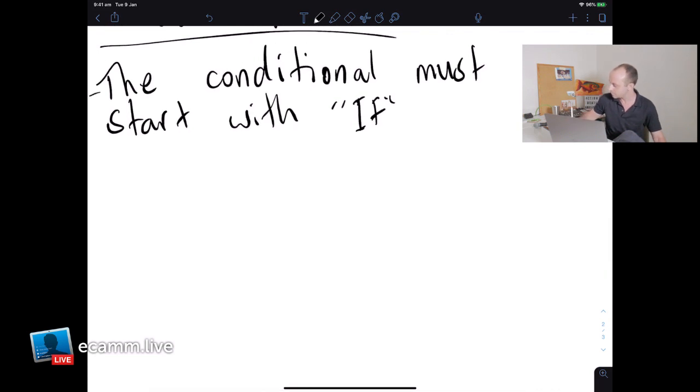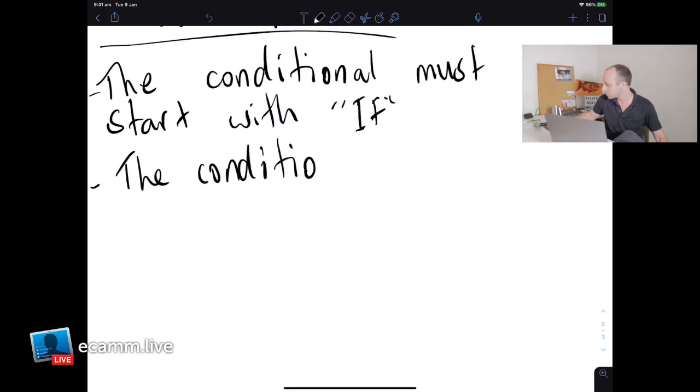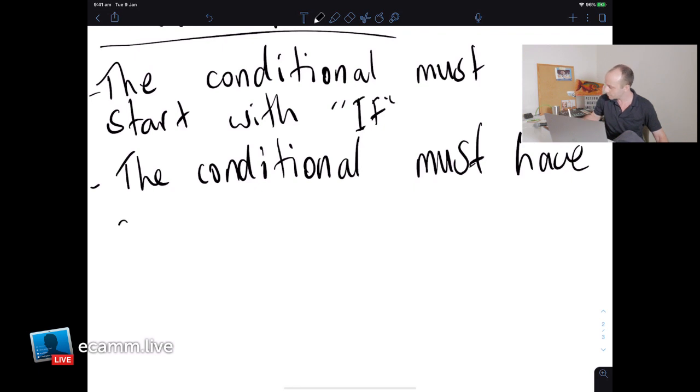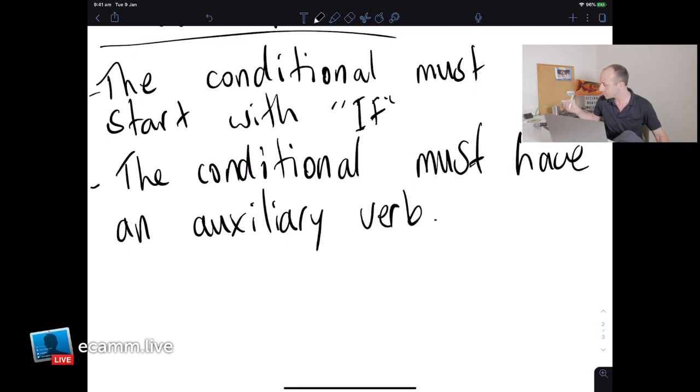Then, the conditional must have an auxiliary verb. The conditional must have an auxiliary verb. Something like should, could, all those sorts of things, right? Were.